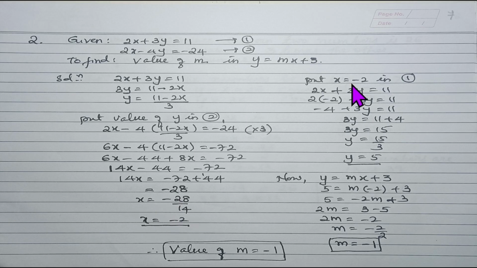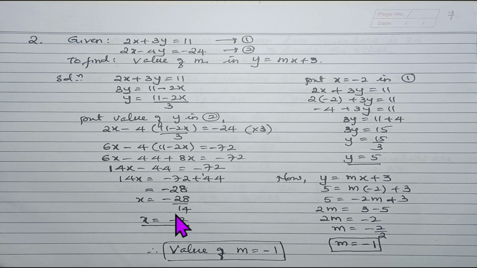Now put the value of x as minus 2 in equation 1, which we have simplified. So 2x plus 3y equal to 11, 2 into minus 2 plus 3y equal to 11, minus 4 plus 3y equal to 11, 3y is equal to 11 plus 4, 3y is equal to 15, y is equal to 15 by 3, and y is equal to 5. That is the answer for that.